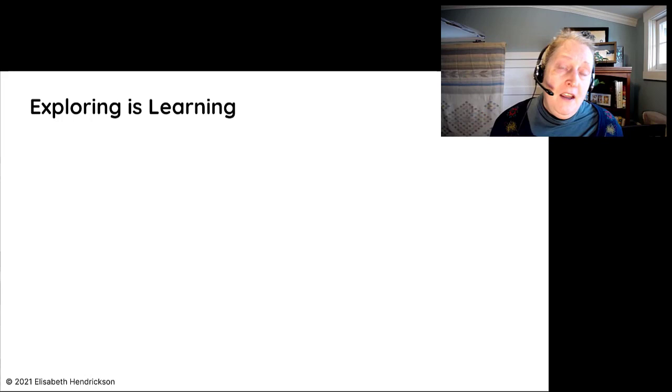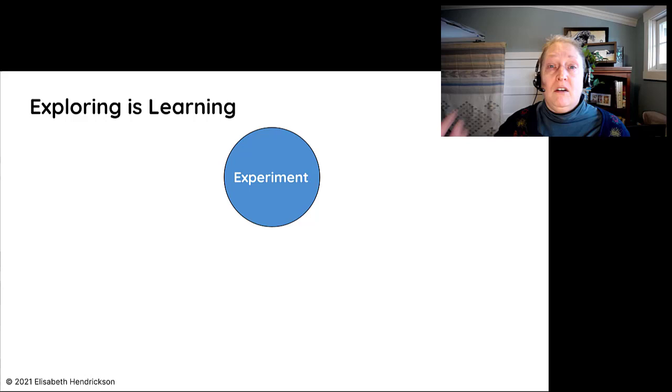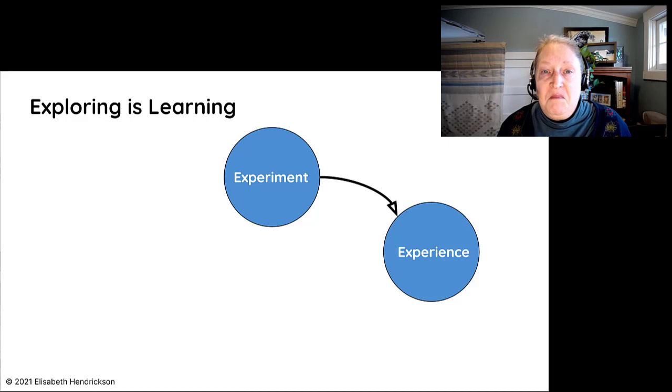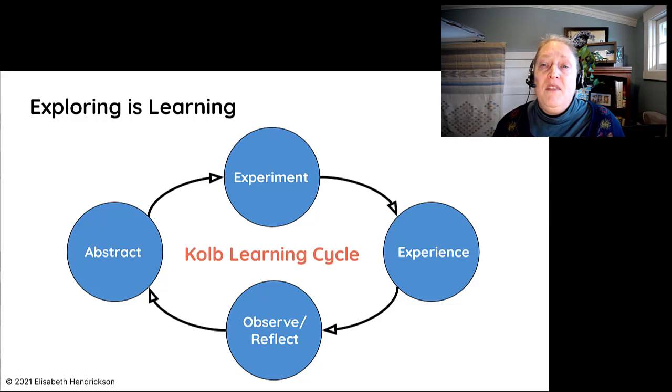And then the final thought here is that actually it turns out exploring is learning. And let me explain that in a little bit more detail. So there's a learning model that goes like this. First, you experiment. This is general learning. It's not just about software. It's not just about testing. It's not just about technology. This is a generalized model for learning that whenever someone is learning, you're experimenting with reality, with the real world. You're having an experience. You're observing and reflecting on that experience, and then you're abstracting, distilling what you observed into lessons that then can feed your next little experiment. This is called the Kolb learning cycle, and it looks remarkably like the exploratory testing loop.